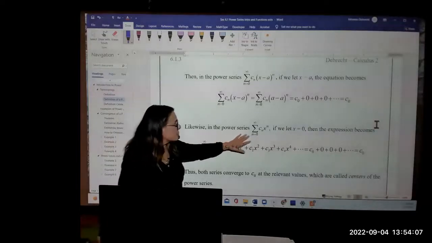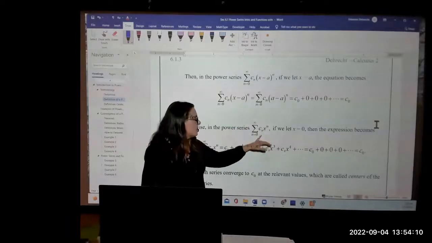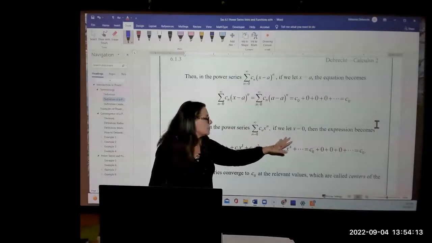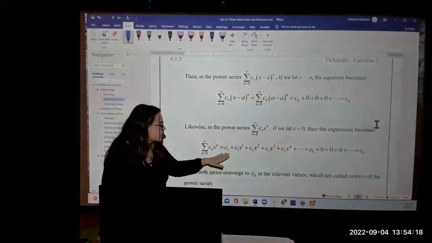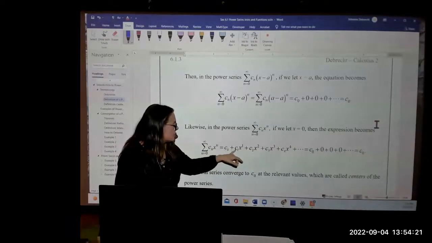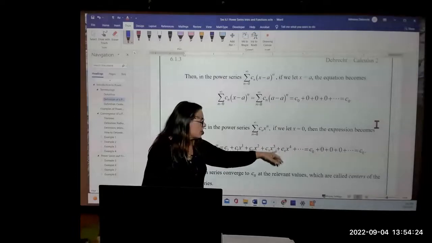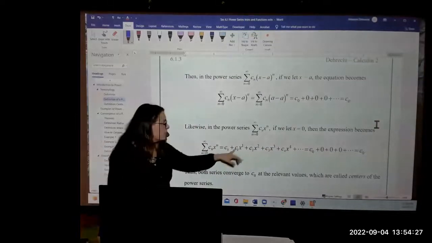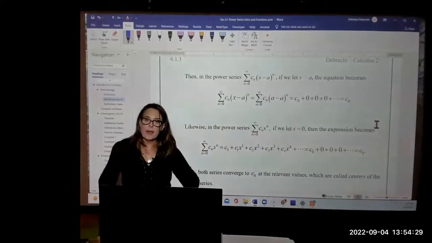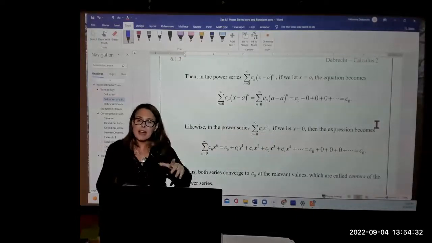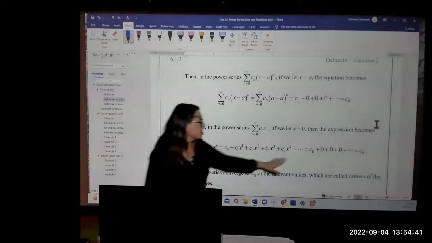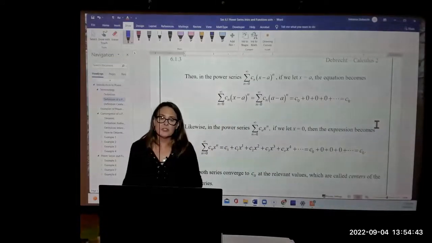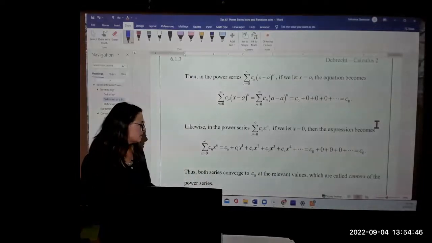Now, likewise, in the original power series, the simpler form, c sub n x to the n, centered at 0, if we let x be the center, which is 0, then the expression again degenerates into c sub 0 plus c1 x plus c2 x squared plus c3 x cubed. But if x is 0, then all the terms with x in them drop out. Remember, we defined x to the 0 to be 1, no matter what the value of x is, including 0 to the 0. We defined it that way. And that tells us that it also converges to that first coefficient, c sub 0.